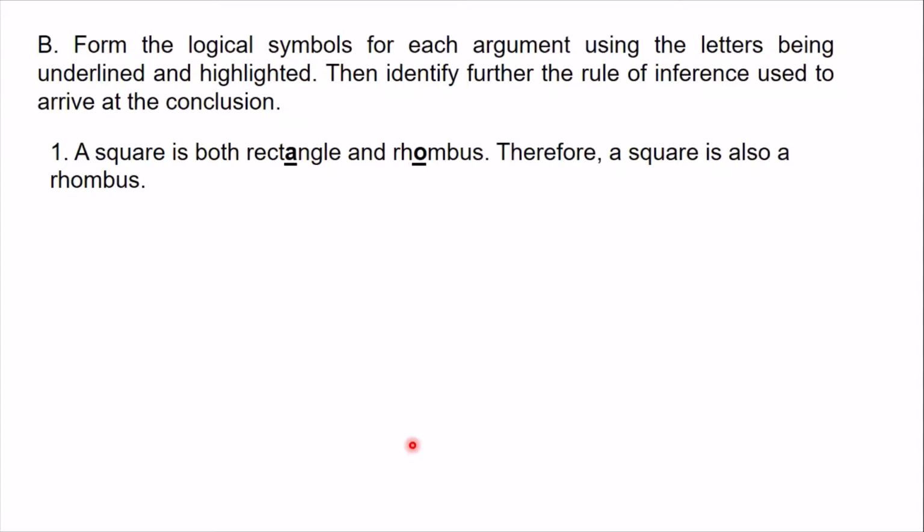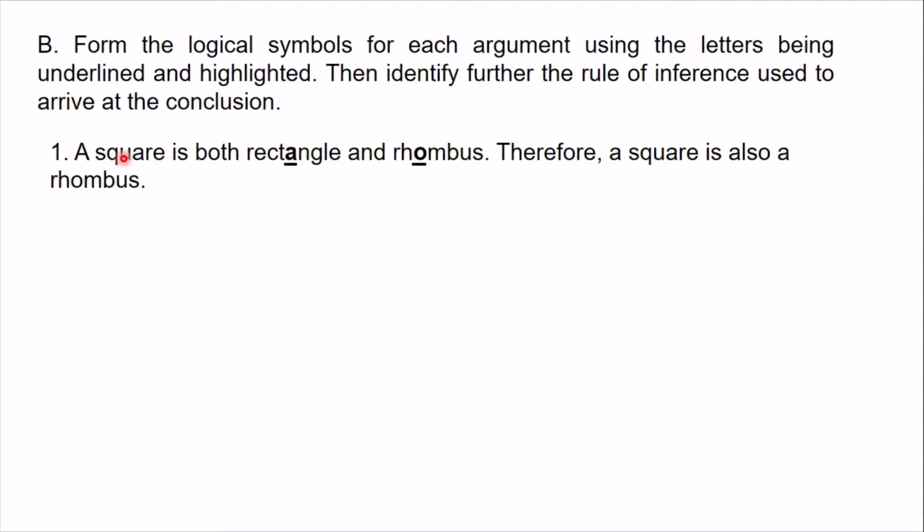Okay? Now, let's have this type of exercise. Form the logical symbols for each argument using the letters being underlined and highlighted. Then identify further the rule of inference used to arrive at the conclusion. First, a square is both rectangle and rhombus. Therefore, square is also a rhombus. Now, para masabi natin or to identify whether statement is in a premise or whether a statement is a conclusion, okay, ang kailangan lang natin titignan is the word therefore, hence, thus. Okay, yun yung magiging conclusion natin. Prior to that will be the premises.